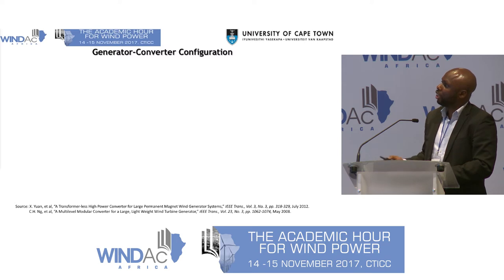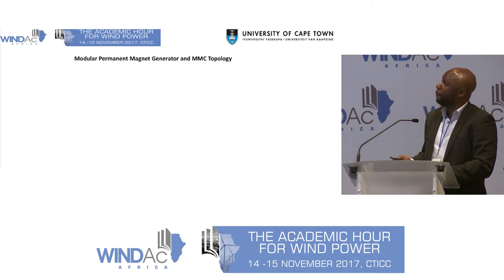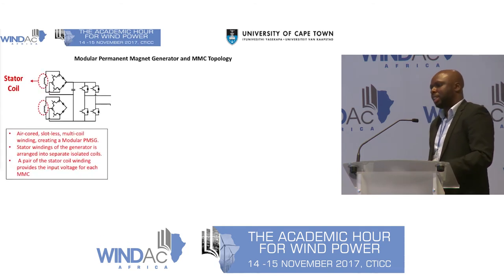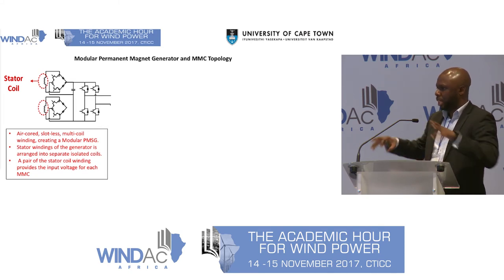Now, the generator converter configuration is simply based on having a modular generator and also a multi-level modular converter topology. And this operates by eliminating the iron core in our generator and replacing it with either a lightweight composite structure or just the air core. By doing that, we reduce the weight of our generator, but on the downside, we also reduce the air gap flux density. And in order for us to get as much torque as we might require, we need to have a bigger diameter of our generator.